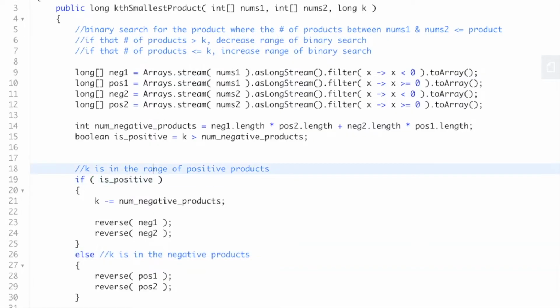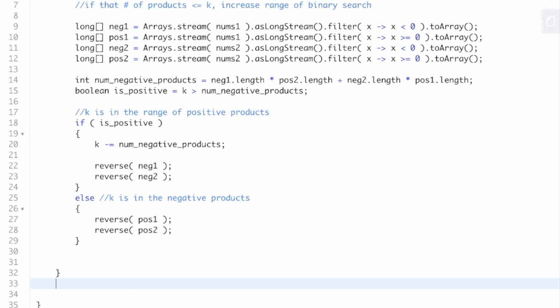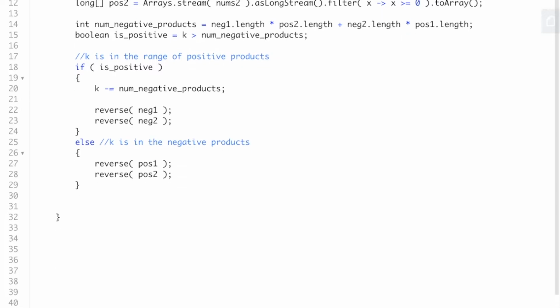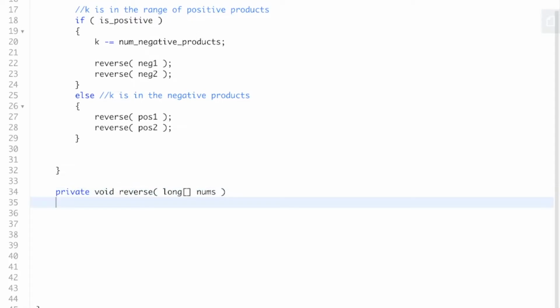And let's write this reverse function really fast. Let's just put it down here. So we'll do, maybe put some spacing. Okay. So we'll do private void reverse, and we're just going to take in some number array. And actually, this needs to be a long because we changed these to longs, right? Okay. And yeah, I think that's it.